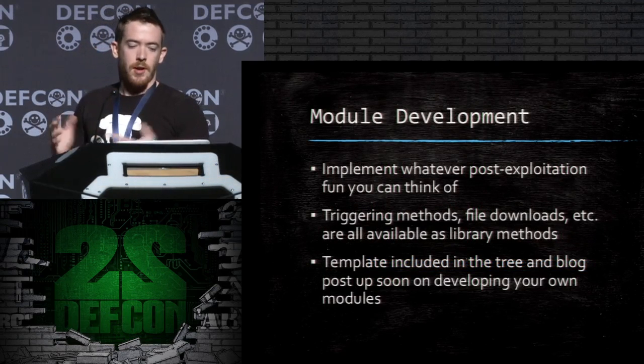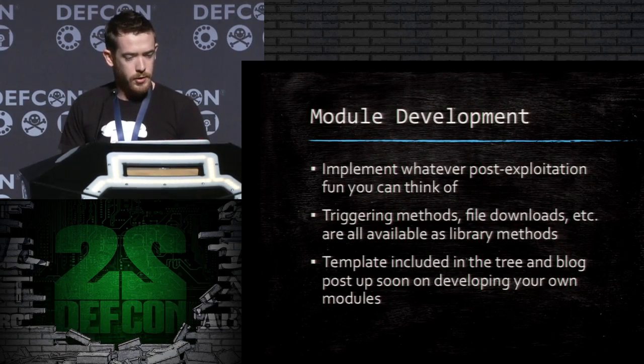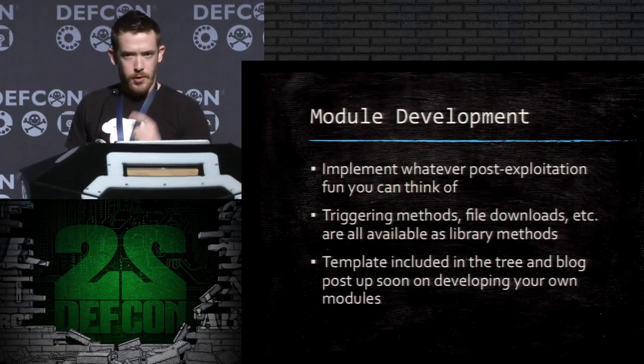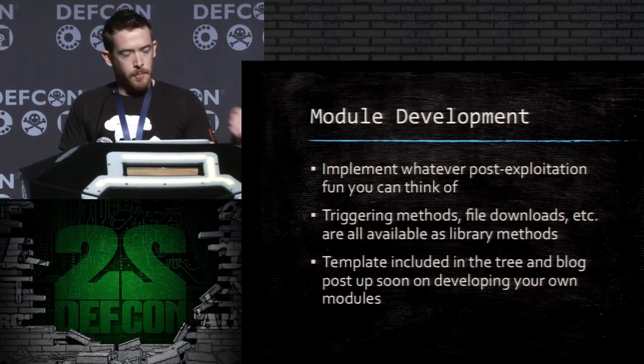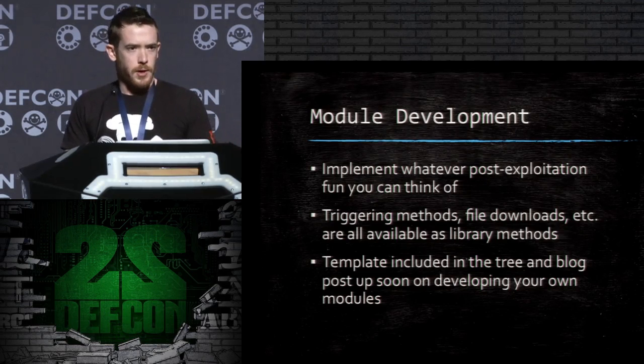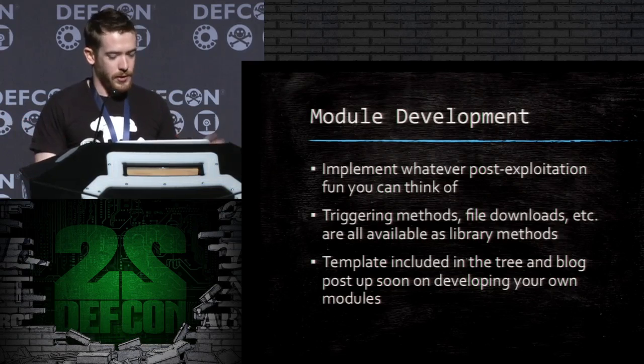For module development, I want you to be able to implement whatever post-exploitation fun you can think of. All the triggering methods, the file downloads, the SMB and HTTP servers and everything are all available as library methods. You don't have to configure them, you don't have to remember syntax. There's a module template included in the tree. We're going to have a blog post up in the next month or two on how to actually develop these if you're interested. If you do, please send a pull request.